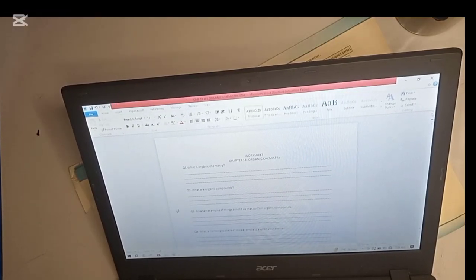Okay, there's a mini worksheet consisting of the questions that appear in chapter number 13. Number one question is, what is organic chemistry? And what are organic compounds? Give 10 examples of things in your surroundings that contain organic compounds. And what is homologous series? Give also examples of the characteristics of homologous series.